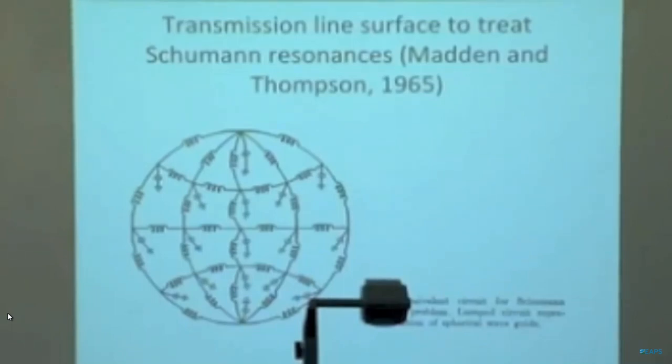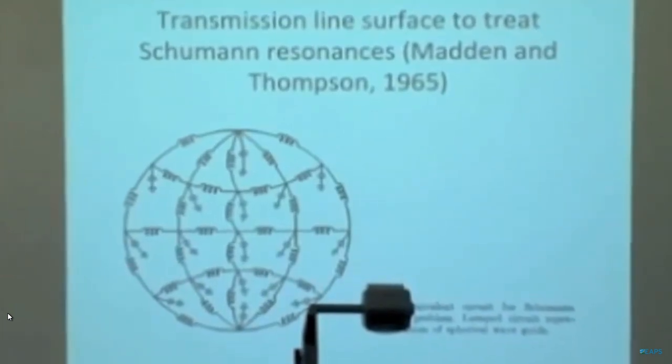This is the transmission line, but wrapped around the whole world. So it's a transmission line surface, and the beauty here was he was solving a complicated three-dimensional problem with a two-dimensional model, which is a great simplification.